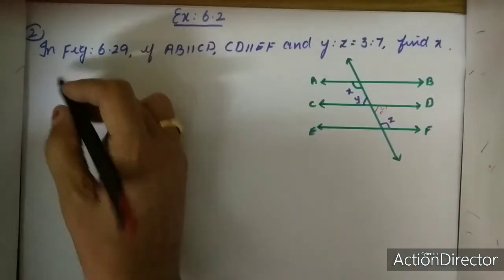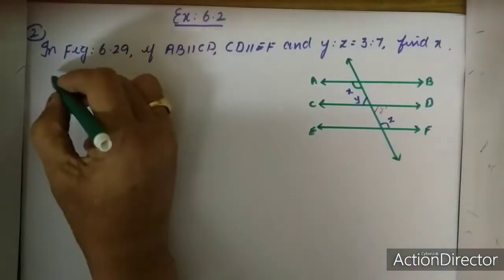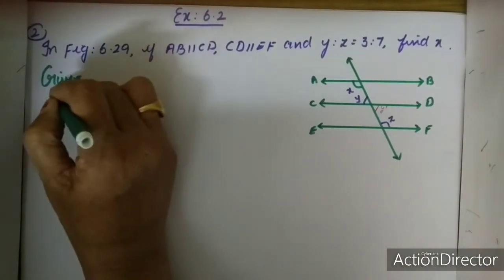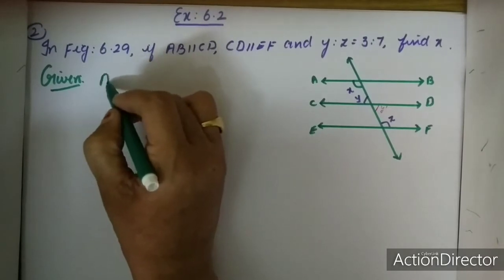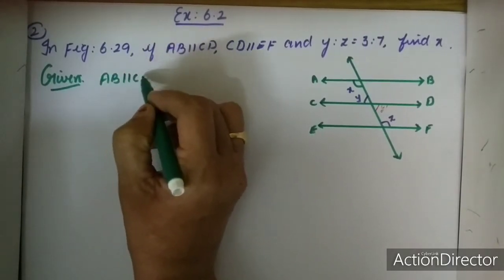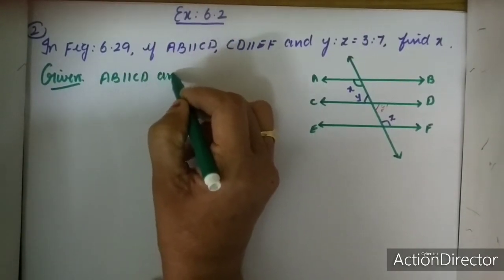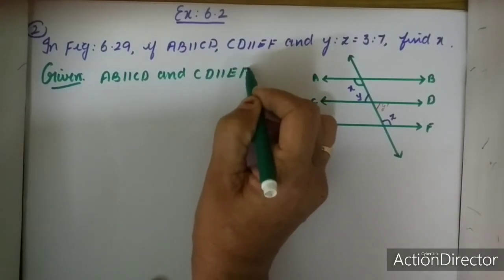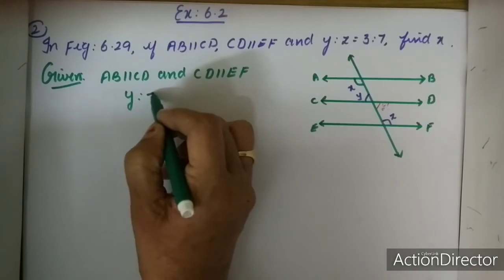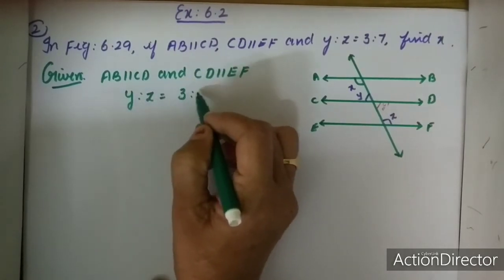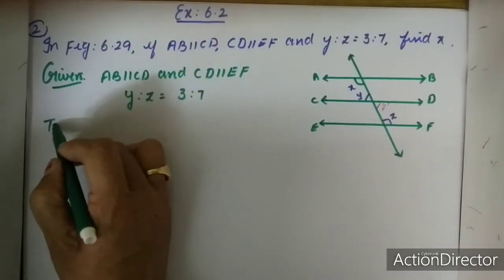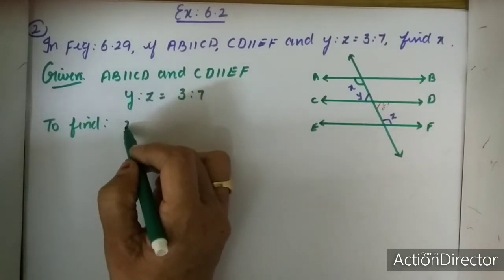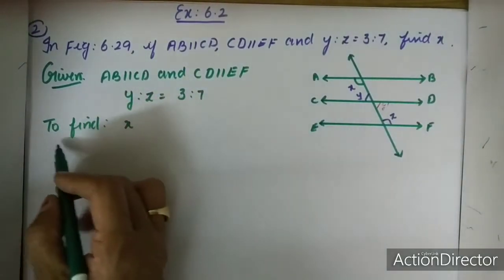So what is the first step? The first step is always the given. So in the given, you write what is given: AB is parallel to CD and CD is parallel to EF. This is given, and Y is to Z is equal to 3:7. To find: we have to find the angle value of X.